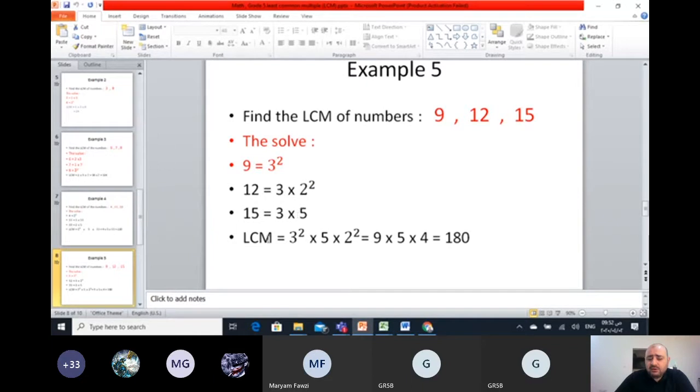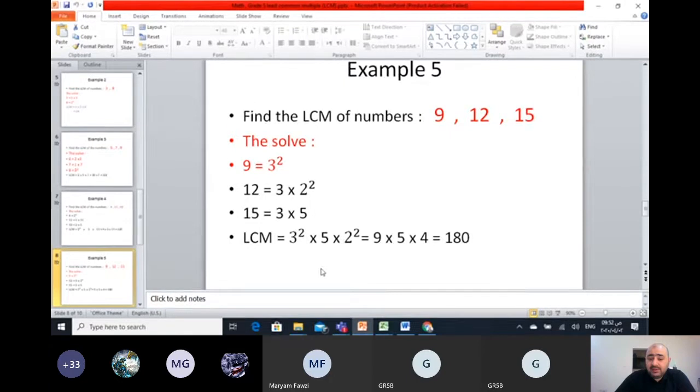Now for the LCM, take the common factors. As you see, we have 3 here, here and here. So 3 is the common factor, but take it in the high exponent. So I can write 3 exponent 2 multiplied by. Then the second step, take the non-common factors: 2 exponent 2 just here and 5 just here. This is non-common. So I can write 5 times 2 exponent 2.